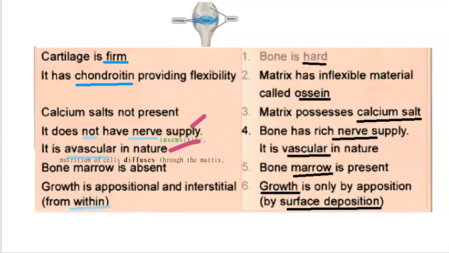Okay, but not all cartilages are the same. Most of them don't have nerve supply, so they are insensitive to pain, and they are avascular. So how do they get nutrition? By diffusion. They don't have blood supply, so they have to take the nutrients by diffusion.